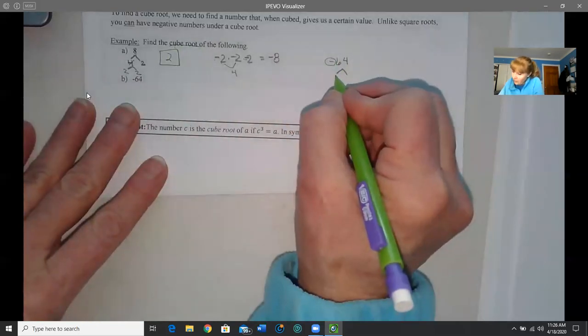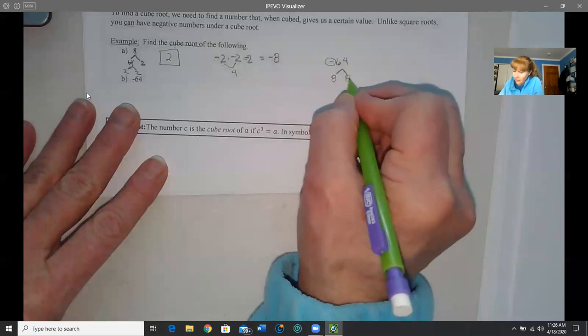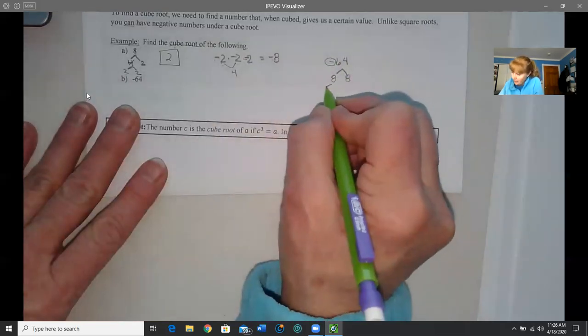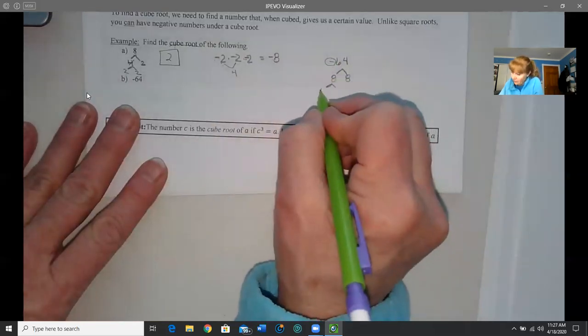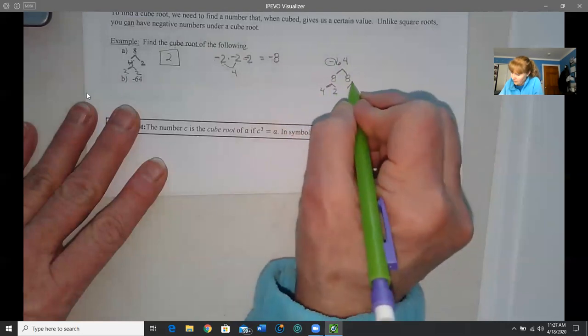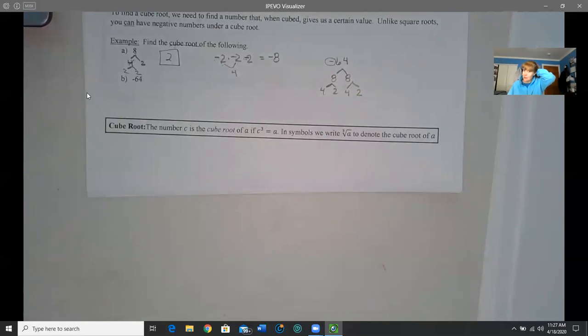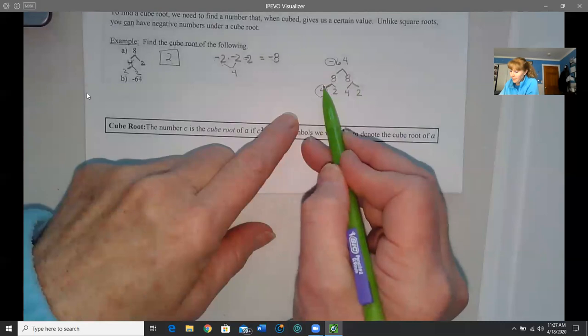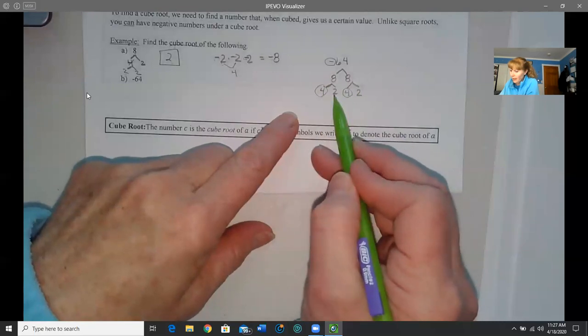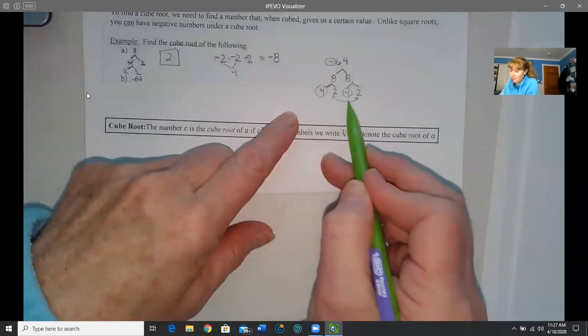So let's start with 8 times 8. Let's break that down into 4 times 2, 4 times 2. Can you see 3 of something right now? Here's a 4, here's a 4, and these 2 make a 4.